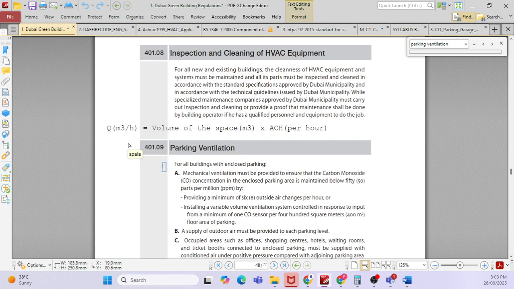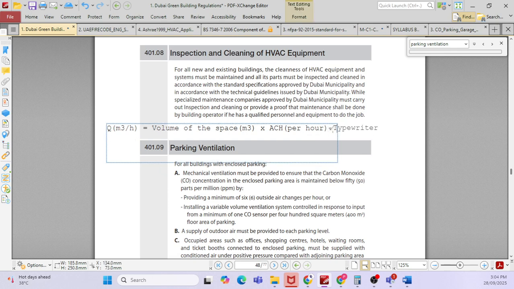Whenever you have a car park ventilation, there are two modes. One is the pollution mode, another one is the fire mode. Pollution mode is to maintain the space. If you want to remove the pollution from that space, what is the pollution? It is nothing but CO concentration. To maintain the fresh air inside the space, you must remove the CO concentration. So that is called pollution mode. To maintain that, you calculate the fan capacity: Q in meter cube per hour is the volume of the space multiplied by air change per hour. So you will get the airflow rate for the pollution mode.